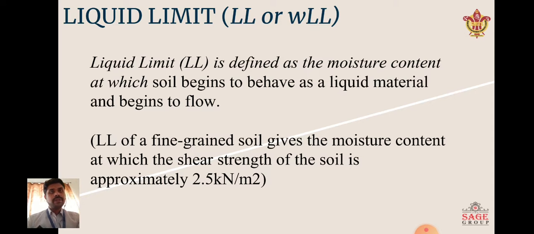So what is liquid limit? The denotation for liquid limit is LL or WLL. Liquid limit is defined as the moisture content at which soil begins to behave as a liquid material and begins to flow. Basically, if we increase the moisture content in the soil and it behaves like a liquid material and starts flowing, then we can say the soil has reached its liquid limit. Liquid limit of fine-grained soil gives the moisture content at which the shear strength of the soil is approximately 2.5 kN per meter square.